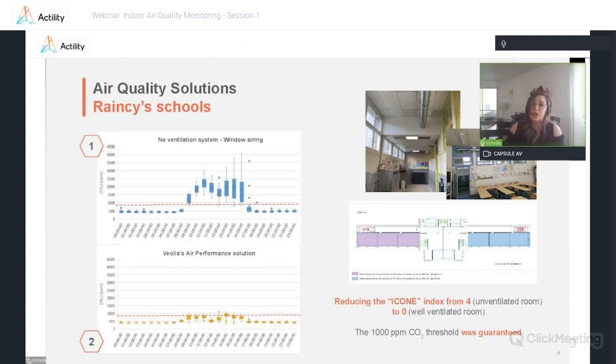The second picture shows the daily concentration with Veolia's air performance solution, where we can notice that the 1000 ppm threshold was guaranteed all the time. If you are familiar with the IAQ index of the French regulation, our solution helps to attain IAQ 0, which means a well-ventilated room. For information, IAQ is a CO2-based index established to evaluate the air renewal level in a classroom.